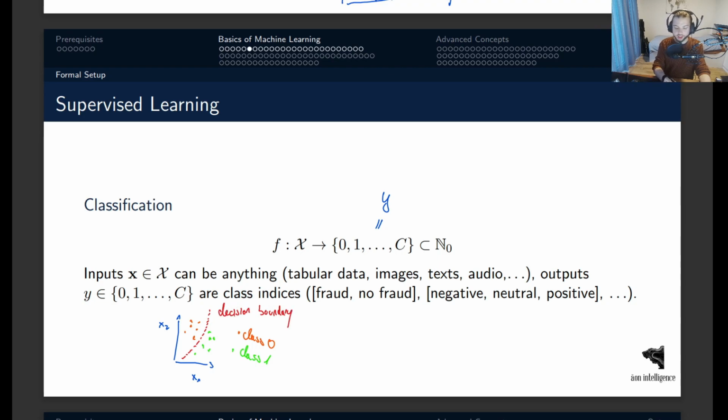And roughly speaking, every data point that lies to the right of this decision boundary will be classified as class 1, whereas every data point to the left of the decision boundary will be classified as belonging to class 0. And if we observe a new data point for which we don't know the label, then our decision boundary will tell us how to classify this data point. Now in this case, our classification model will assign the class label 1 to that novel data point. Now this is an example of binary classification.